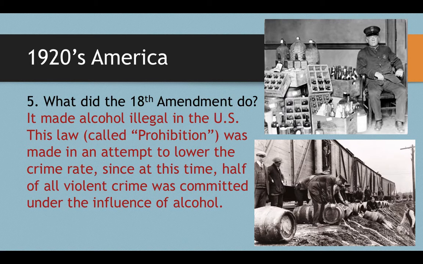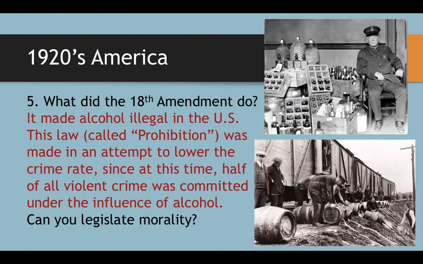So this law, which people just referred to as Prohibition, was made in an attempt to lower the crime rate. All right, so at the time, about half of all violent crime was committed by people who were under the influence of alcohol. So the logic went, hey, if we outlaw liquor, if we make alcohol illegal, then that means that our crime rate will be cut in half, right? Makes sense. Except it was a miserable failure. It did not work at all.